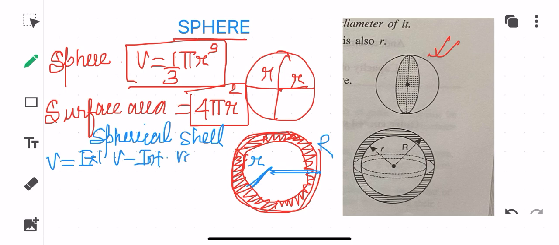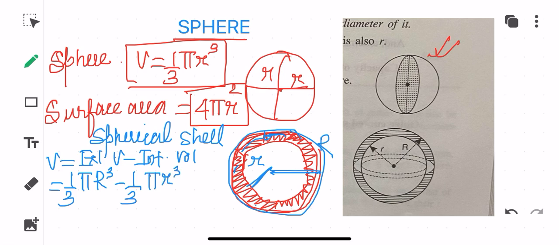Because you already know that this is going to be the volume of the material which is there in the spherical shell. You have to remember, children, that the volume of this particular sphere is going to be equal to 4/3 pi r cube, that is for sure. But the volume of this particular material which I have drawn in red is equal to external volume minus internal volume. So the external volume is equal to 1/3 pi R cube and the internal volume is equal to 1/3 pi small r cube. So this is equal to 1/3 pi times capital R cube minus small r cube.